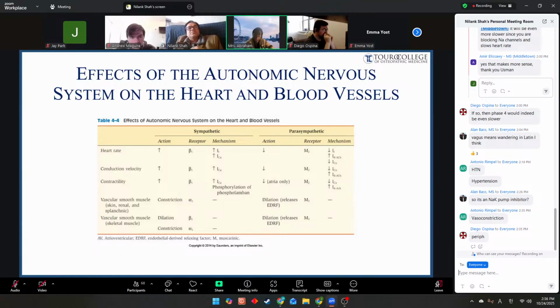Alpha 1 will constrict the skin and splanchnic region blood vessels, right? Mainly, we talked about that. And that will increase the blood pressure, right? Increase the blood pressure. We talked about that yesterday.